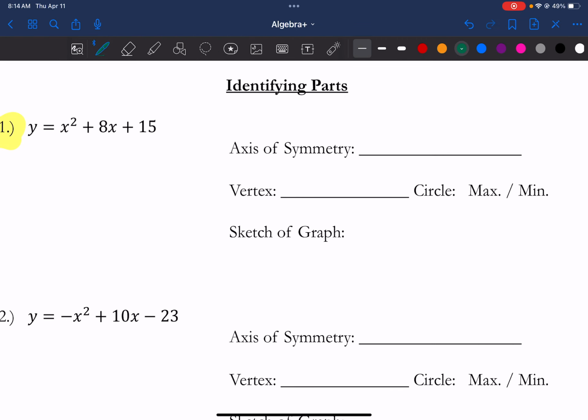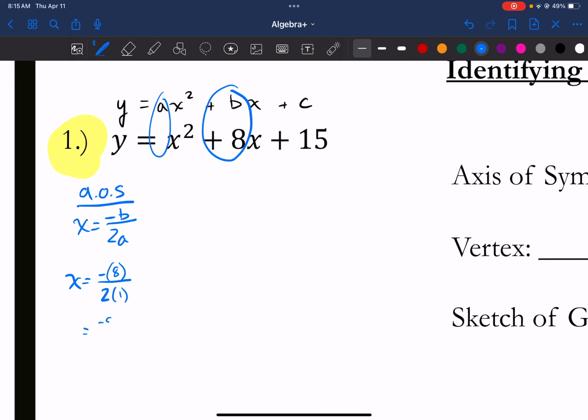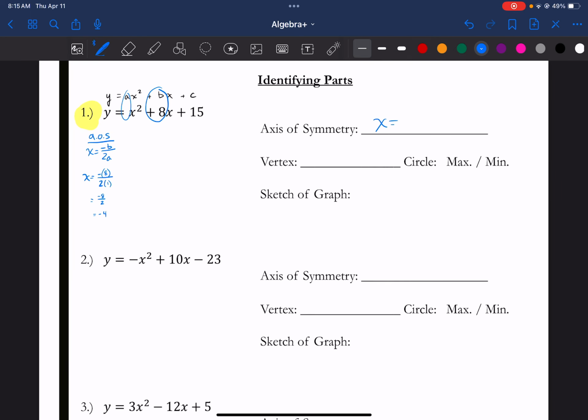We're going to do the axis of symmetry first. So your AOS, or your axis of symmetry, is x equals -b over 2a. Well, from my quadratic formula, or not quadratic formula, the quadratic form, right? My standard form of it is ax squared plus bx plus c. So when I substitute this, I'm going to use parentheses. My b is 8, and my a is 1. So I get a -8 over 2, which gives me a -4. So my axis of symmetry is x equals -4.